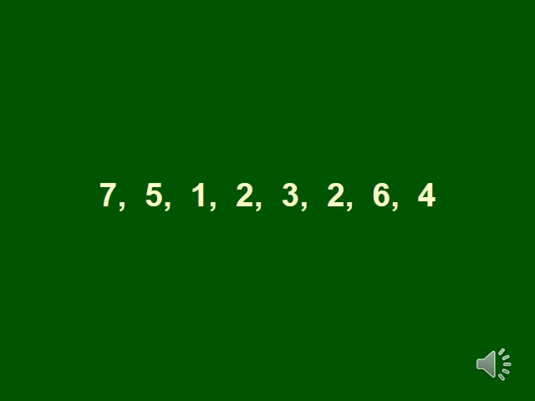However, to learn how to do this, we're going to use a short, easy set of numbers that I can do pretty quickly: 7, 5, 1, 2, 3, 2, 6, 4. We're going to put those in the calculator and let it sort it out so that the smallest one comes first and the largest one comes last.